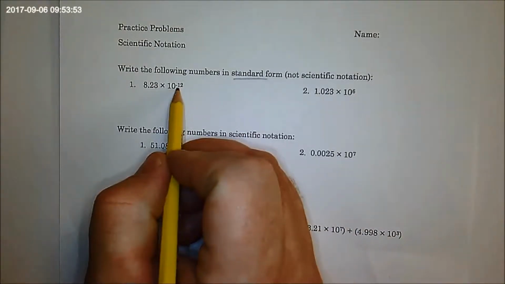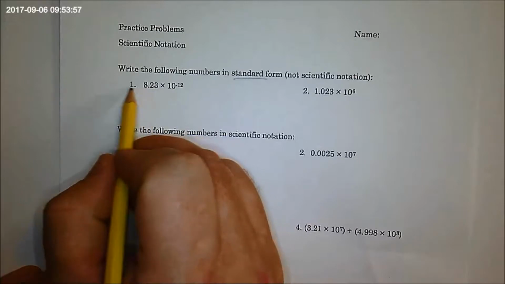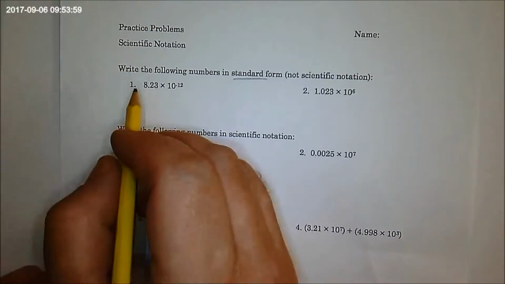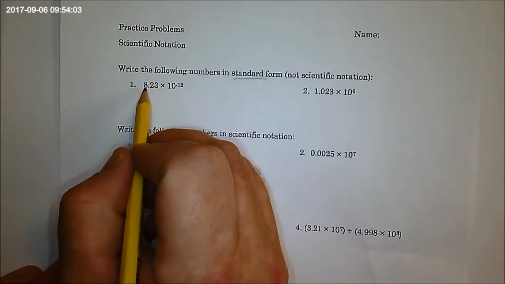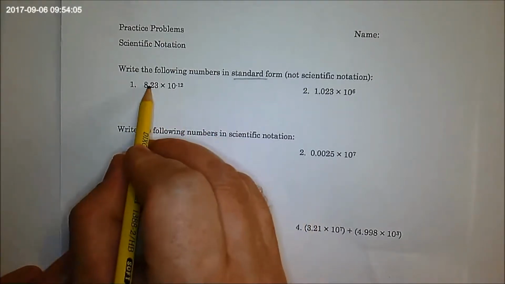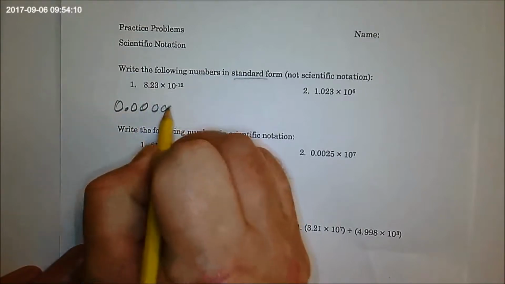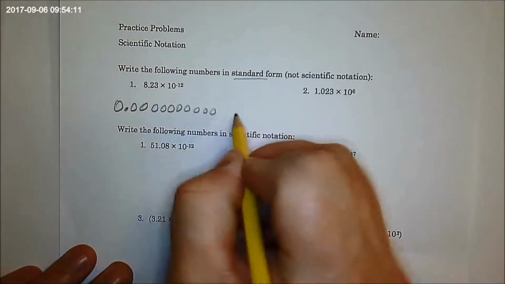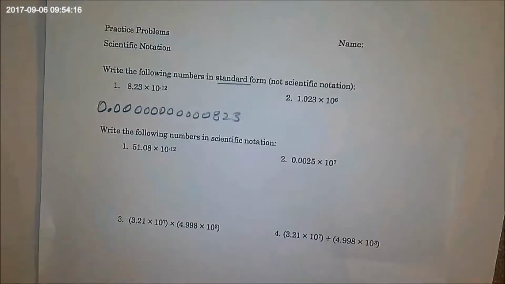This is really being divided by 10 to the 12th, which is a giant number, which means we need to move this 12 places to the left, so there's going to be 11 zeros in front. So let's see. 1, 2, 3, 4, 5, 6, 7, 8, 9, 10, 11, 8, 2, 3. Good? Questions? Did I do it right, Parth?